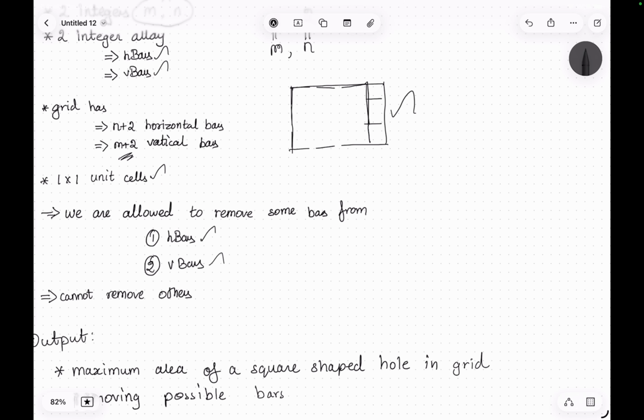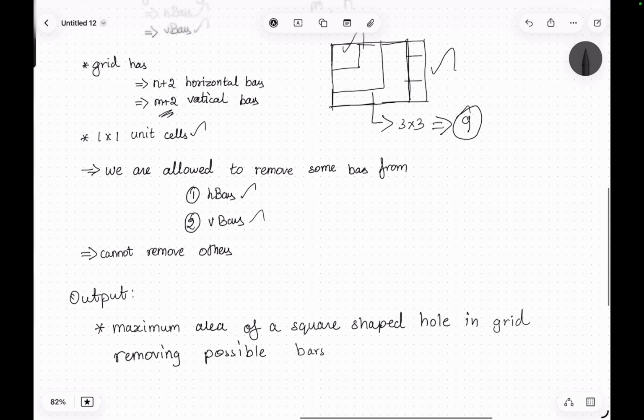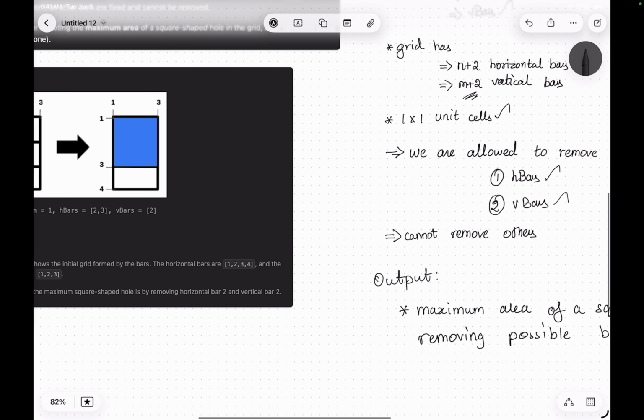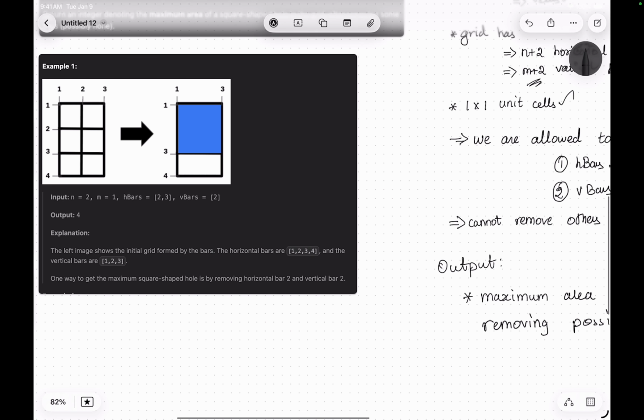This particular one forms a square, which is a square hole, and this is a maximum square hole. We can also form this one as a square, and this as a square also. This is a 3 cross 3 square. So as a result we can say that this is the maximum area, so we will be returning this, right? So let us understand this further by solving example 1. So we have example 1 here.